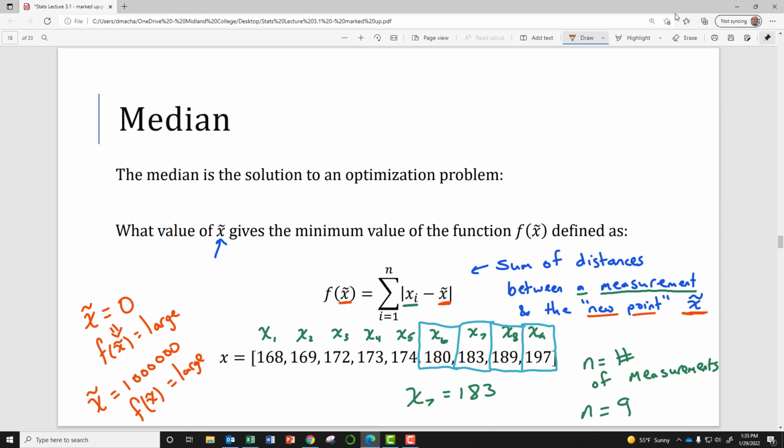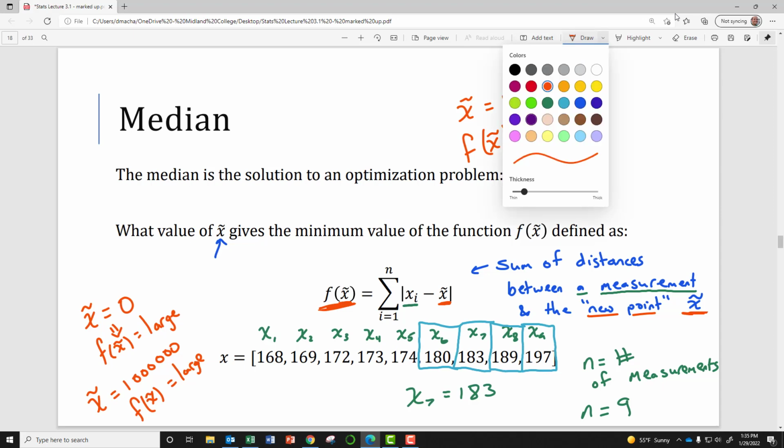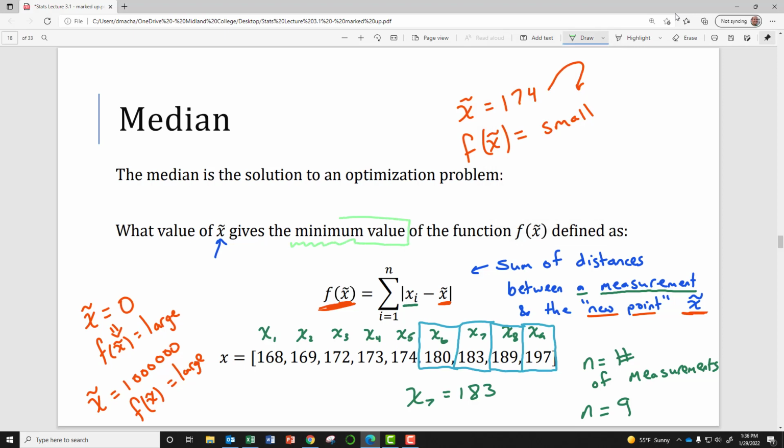But if I pick some value of x tilde equal to something that's maybe in the middle here, like 174, for example, that's kind of in the middle of this data set, that would actually give me a value of f of x tilde that was relatively small. So depending on my choice of x tilde, that gives me a different value for this function, f of x tilde. And what I'm looking for in the end here, to solve this optimization problem, is I actually want the minimum value. So I want the smallest possible value that I can get from my function.